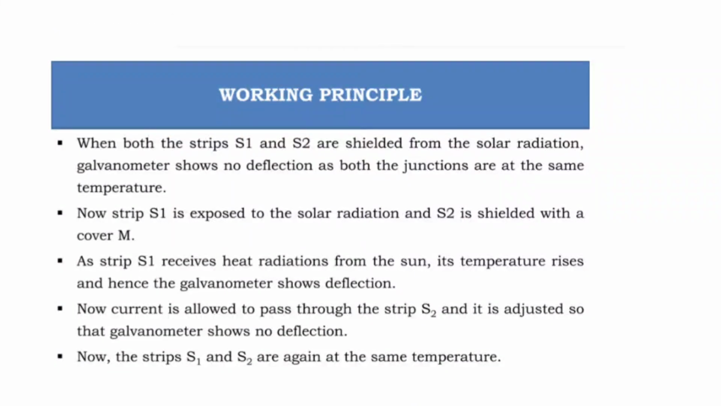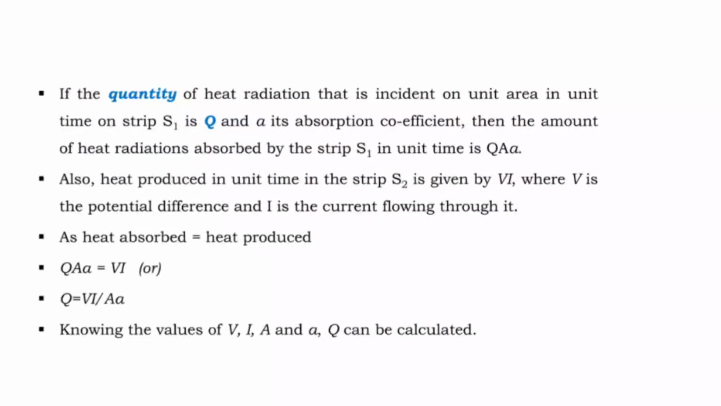Both strips, S1 and S2, are shielded from solar radiation at first, so there will be no deflection. Now you expose S1 to the solar radiation while S2 is again shielded. Due to the difference, an EMF will be generated, and from that you can measure. If the strips are again at the same temperature, no EMF will be produced. The quantity of heat depends upon the absorption coefficient of the particular strips. So Q is equal to VI by A alpha, and that will be the formula.